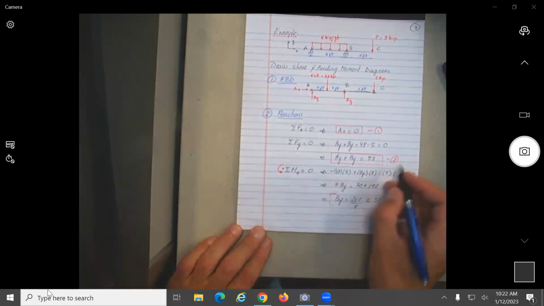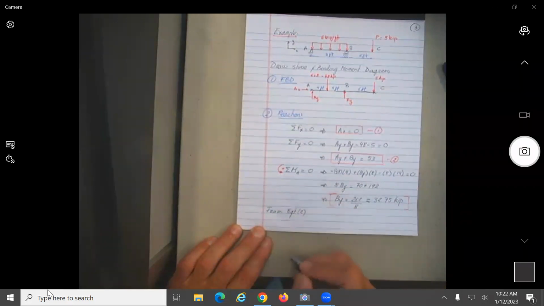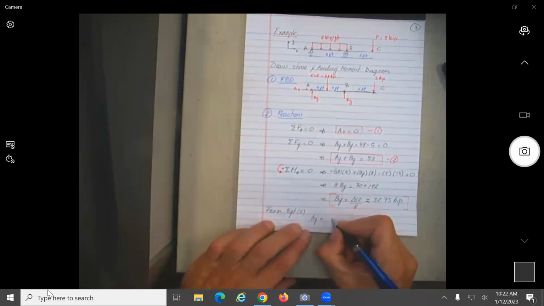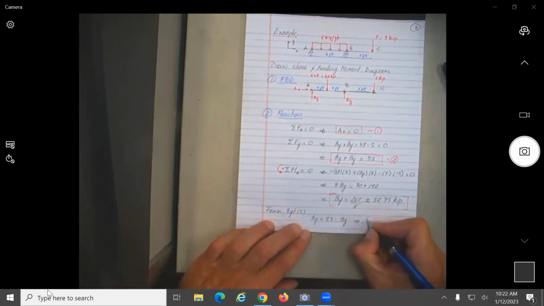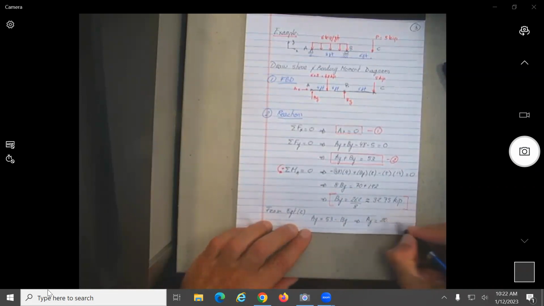Okay, and now we can use from equation 2. We can find AY will be equal to what? 53 minus BY, which gives you AY equal to 20.25 kip.